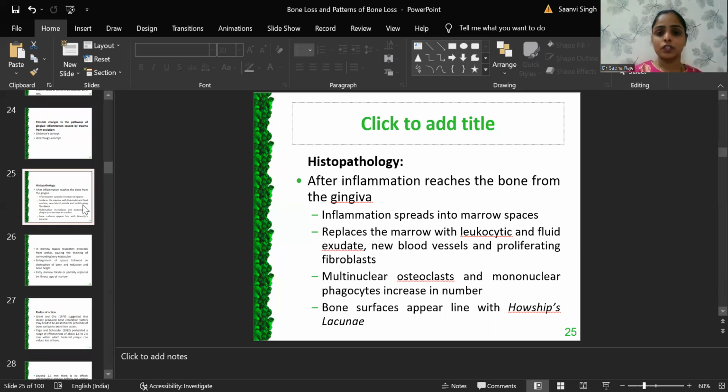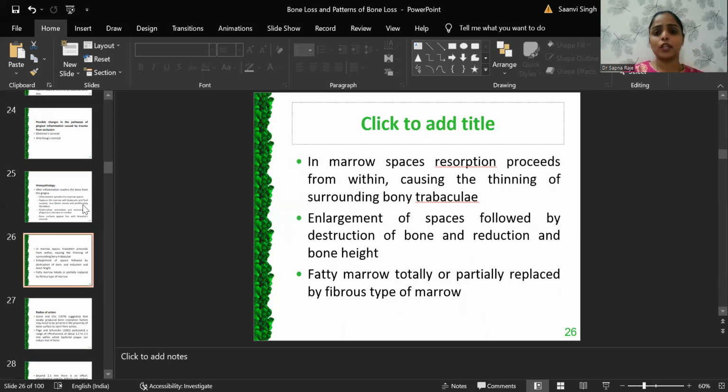Then there is replacement of the marrow with leukocytic infiltrate. In the leukocytic infiltration, the macrophages are present along with exudate, new blood vessels and proliferating fibroblasts. Then multinuclear osteoclasts and mononuclear phagocytes increase in number, and the bone surface appears lined with Howship's lacunae. In marrow spaces, resorption proceeds from within, causing thinning of the surrounding bony trabeculae. Then there is enlargement of the spaces followed by destruction of the bone and reduction in bone height.